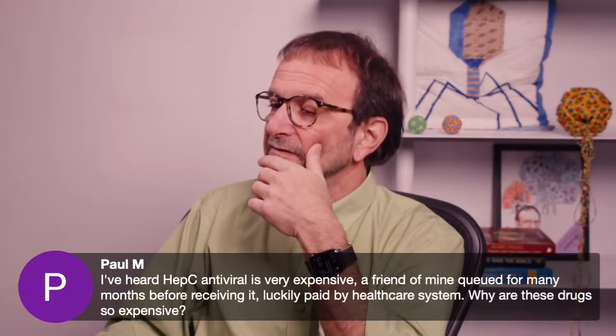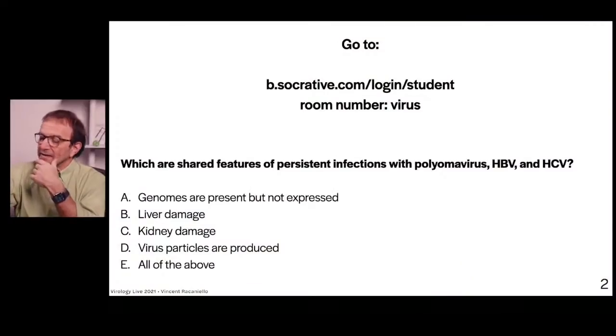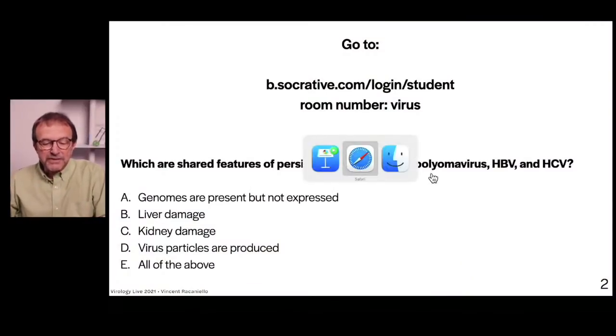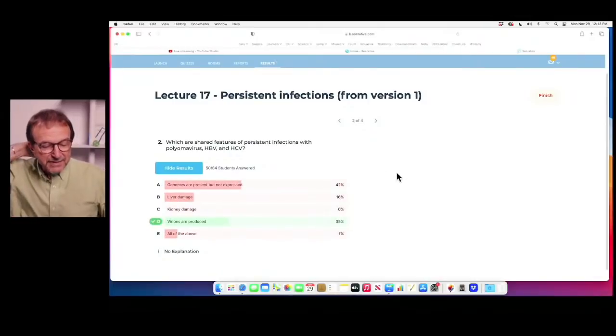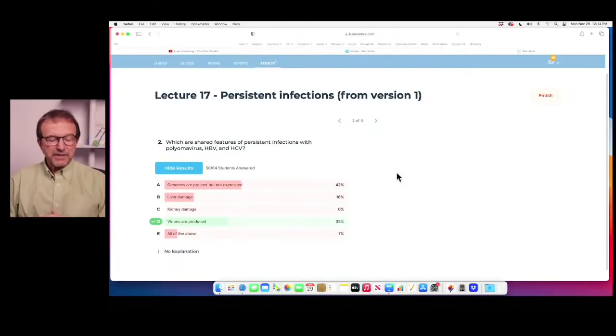Okay, that's enough. We'll turn this off. We will go back to slides. We will see what we did on the... So D is the correct answer. What's in common is that virions are produced. Genomes are present but not expressed. It's certainly not in common with polyoma, HBV, and Hep C. Shared features, liver damage, Hep B and C, but not polyoma. Kidney damage, no. So its virions are produced.